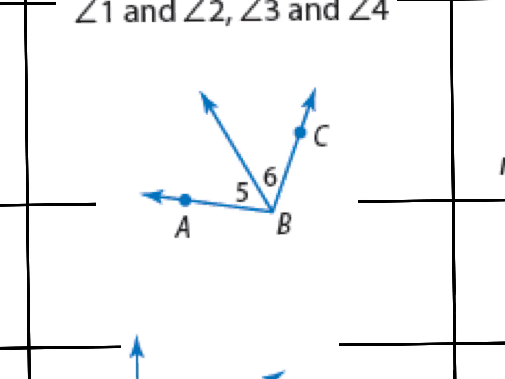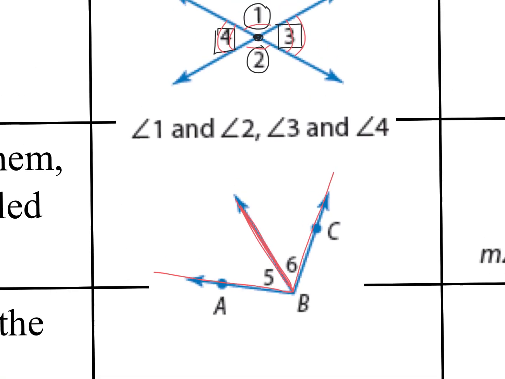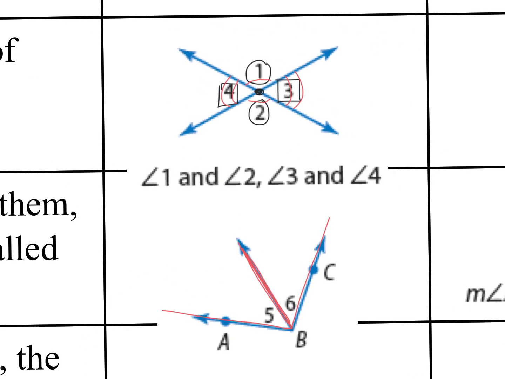Are 5 and 6 adjacent to each other? How do you know? They share that line right on the inside. Those 2 separate angles make up 1 angle right next to each other. Those are adjacent. Okay? So, let me ask you this. If I compare vertical angles and adjacent angles, can they be the same? Can I have vertical and adjacent angles?